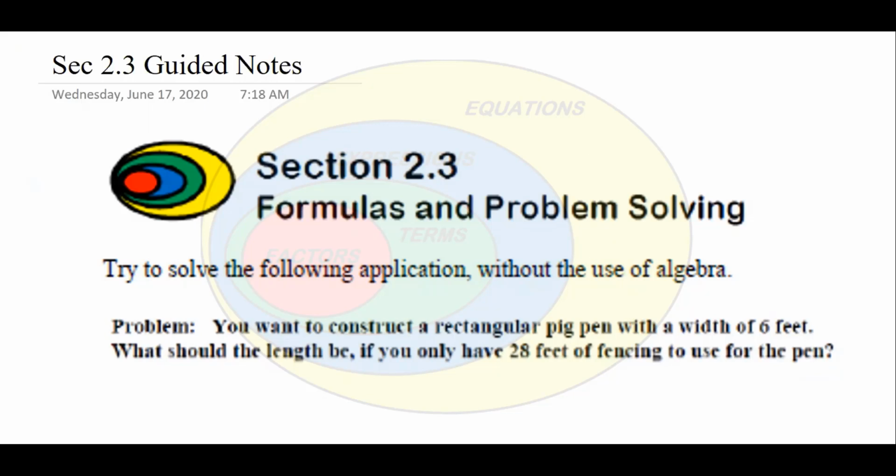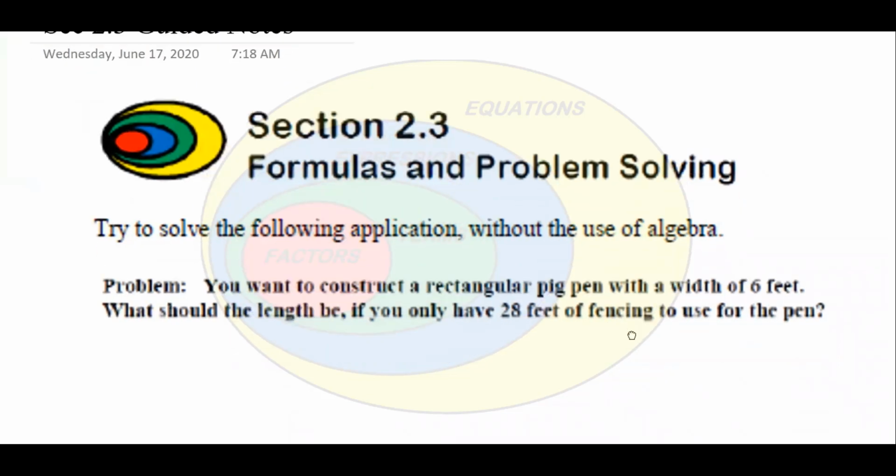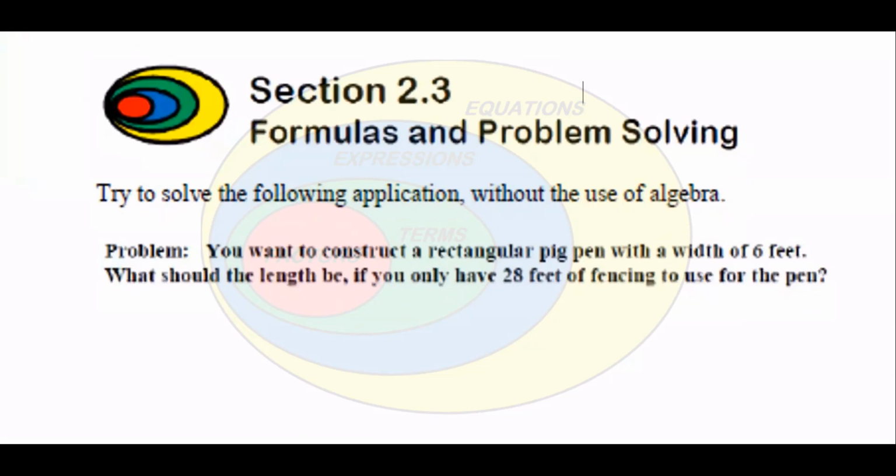All right, so in section 2.3, we talk about formulas and problem solving. And in the introduction, I just want us to think about answering this question: when do I ever use algebra in the real world? And this is a problem that we might run into.